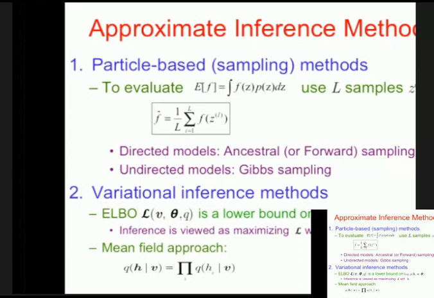Anyway, we don't deal with Las Vegas algorithms here in machine learning. They're Monte Carlo methods. And we also refer to them as particle-based methods. So samples can be thought of as a sample from the entire distribution.